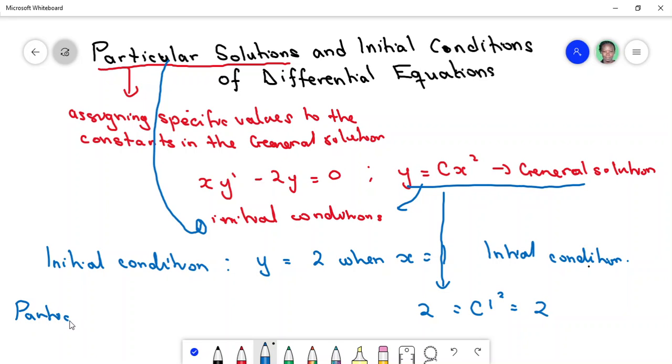So our particular solution is then going to be what? y equal to c x squared, and c is 2. So I have y equal to 2x squared. This is the particular solution of the differential equation. So in our next lesson, we take more examples to look at.